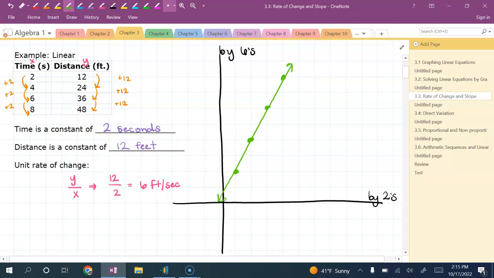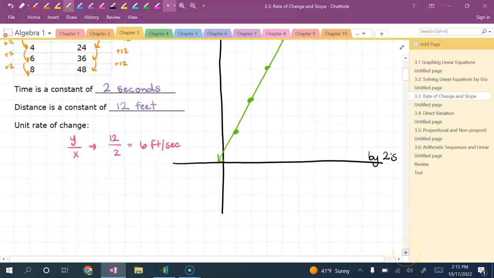but that line's slope or rate of change would be 6. So 6 over 1. So for every 6 feet, you're traveling 1 second of time. So that's an example of something that is linear. Now let's look at an example of something that isn't linear.